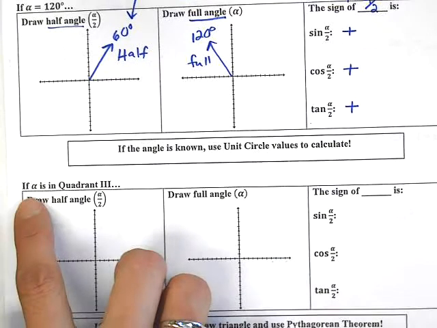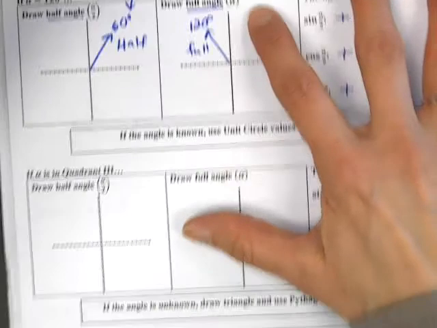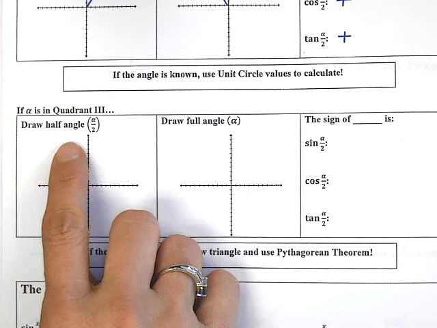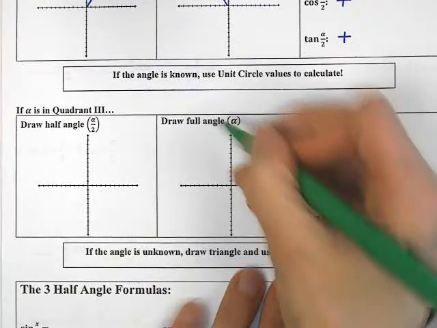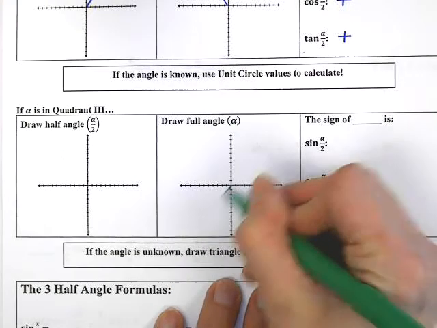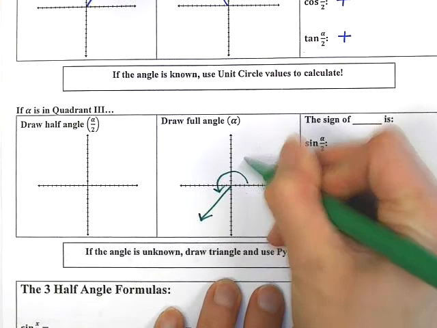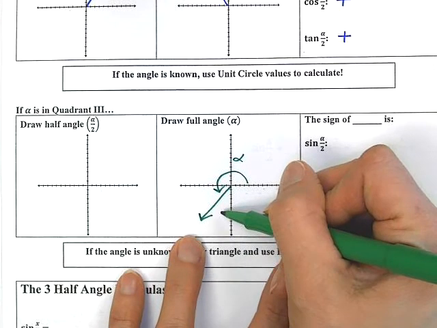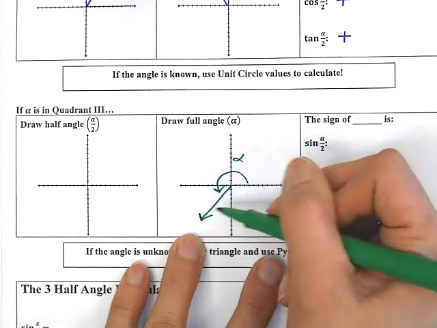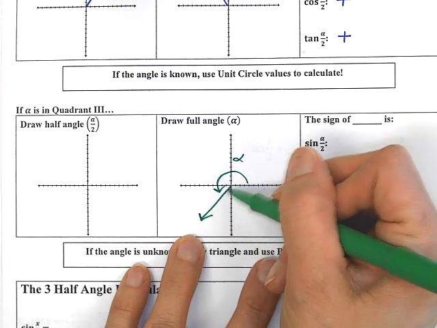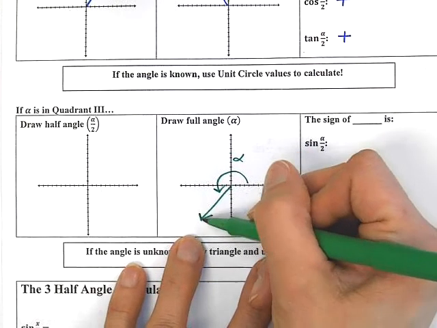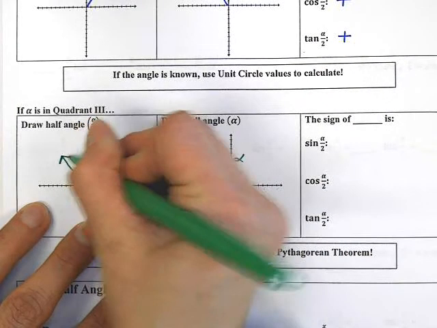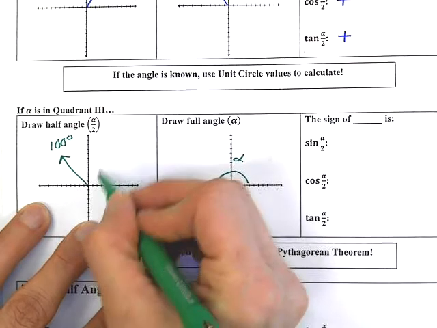Now, what if they just say with words something a little more abstract? If alpha is in quadrant 3, where would the half be? Full alpha is in quadrant 3. This is angle alpha. If I take any angle in quadrant 3 and chop it in half, what's half of, let's see, a number here could be like 200. Half of 200 would be 100. Half alpha would be right here, 100 degrees. So this is where the half would be.